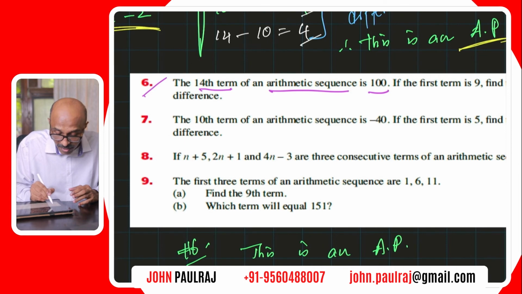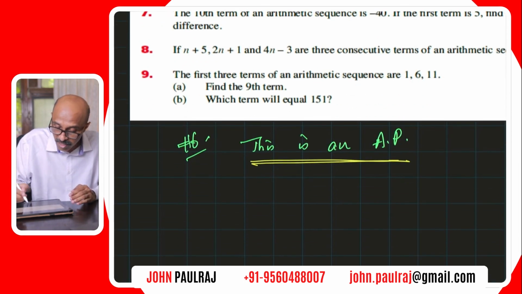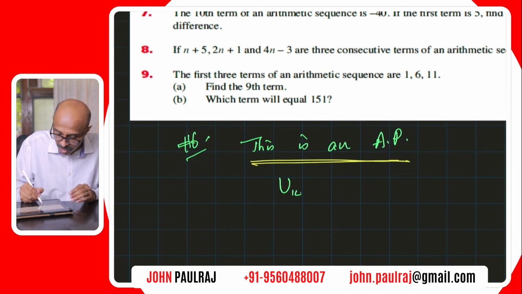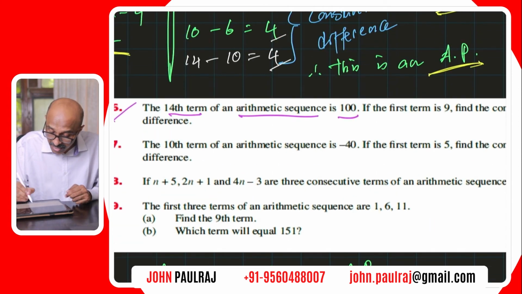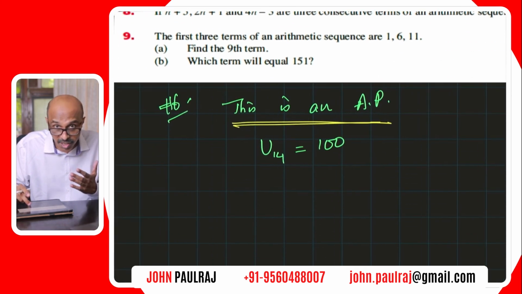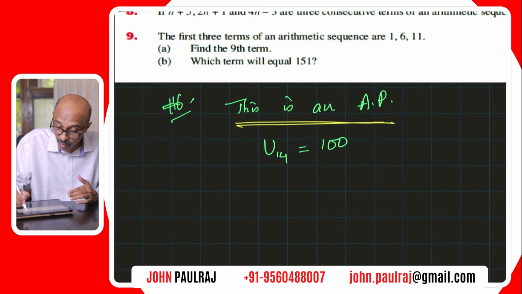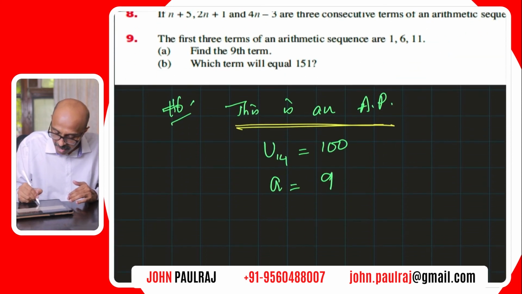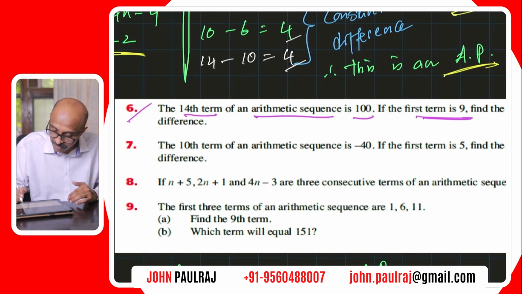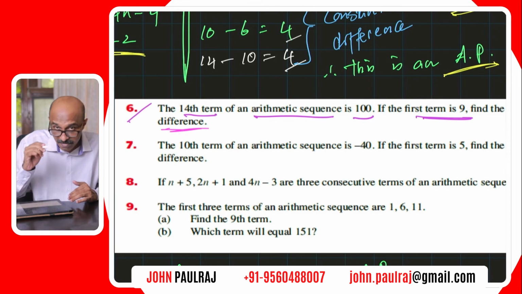What's the next thing they're given? They're given that the 14th term of this AP is 100. So you write down U14 is 100. Clear? Now, what else is given? Well, they've said that the first term is 9. In an earlier video, we have already seen that the notation for the first term of any sequence is A. If you've not seen that video, I'm going to link that entire playlist. This is part 4. So A represents the first term, and A is 9 in this particular AP. What is asked? They said find the common difference, that D.